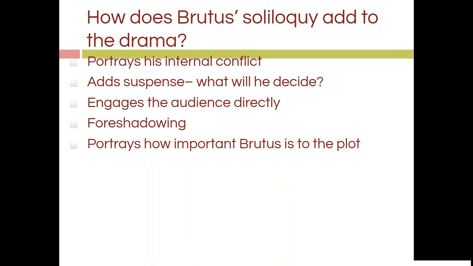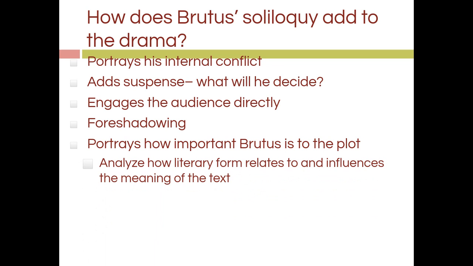So this portrays how important Brutus is to the plot as well, because without his support, the conspiracy will not work. Okay, and so this analyzes how literary form relates to and influences the meaning of the text, because this soliloquy emphasizes Brutus's importance, giving him his own place on the stage, and it shows you what he is going to do.